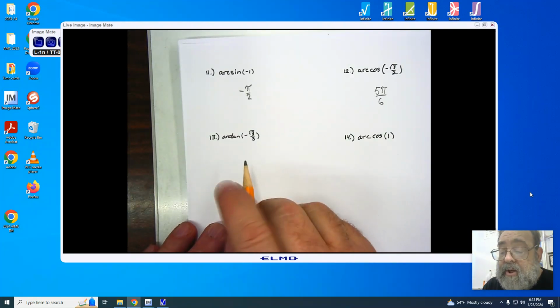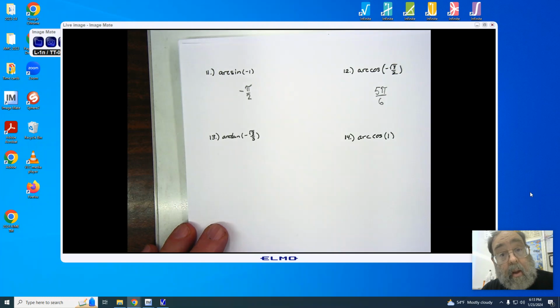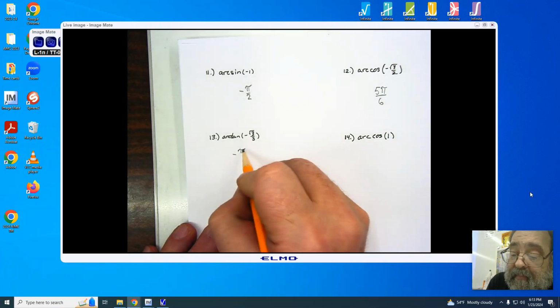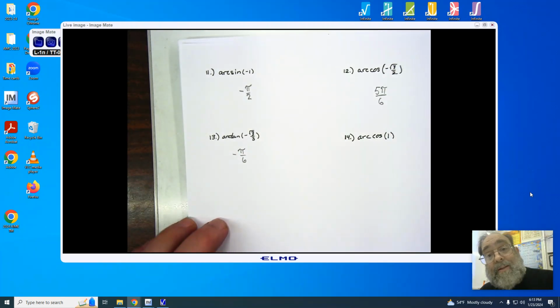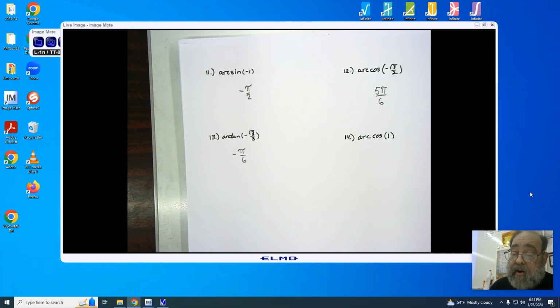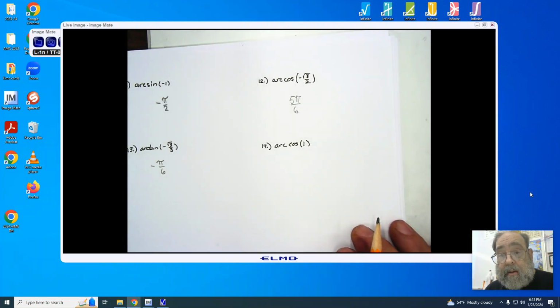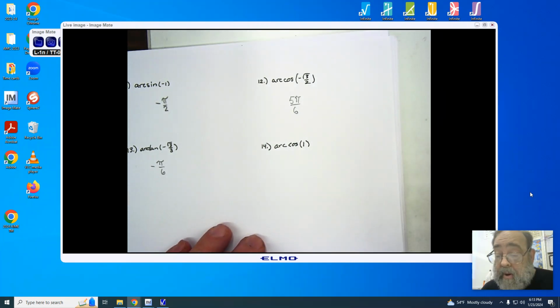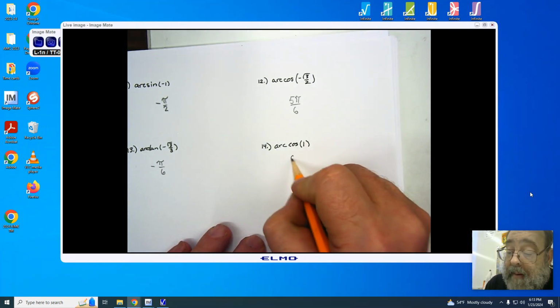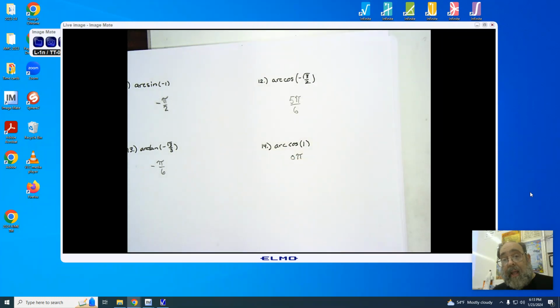When is arctangent -√3 over 3? Well, we know tangent in the first quadrant is √3 over 3 at pi over 6. So this is negative pi over 6, between 0 and negative pi over 2. When is arc cosine a positive 1? Arc cosine is a positive 1 when cosine is positive 1. This only happens at 0 pi.